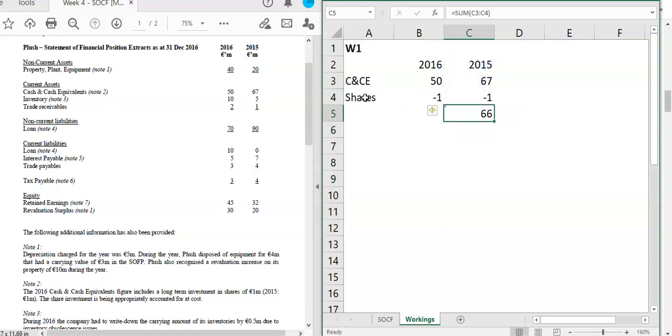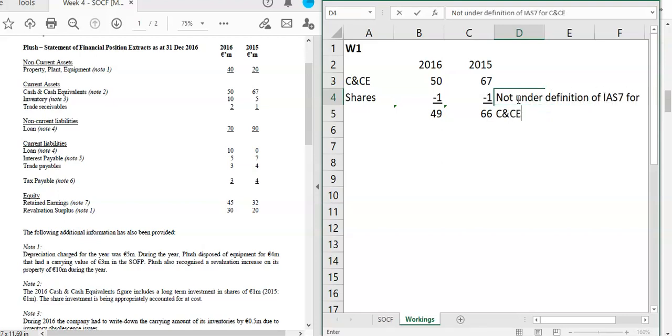And essentially what that's examining you on, it doesn't change the answer overall, in that it's still a decrease of overall minus 17. Still a decrease in cash and cash equivalents over the year of 17. But the key point is it's not correct to include long-term shares under IAS 7. So the minus 17 is correct. Not under the definition of IAS 7 for cash and cash equivalents. So the long-term shares, they're not going to meet that criteria of less than 3 months maturity. It doesn't impact the cash flow overall.